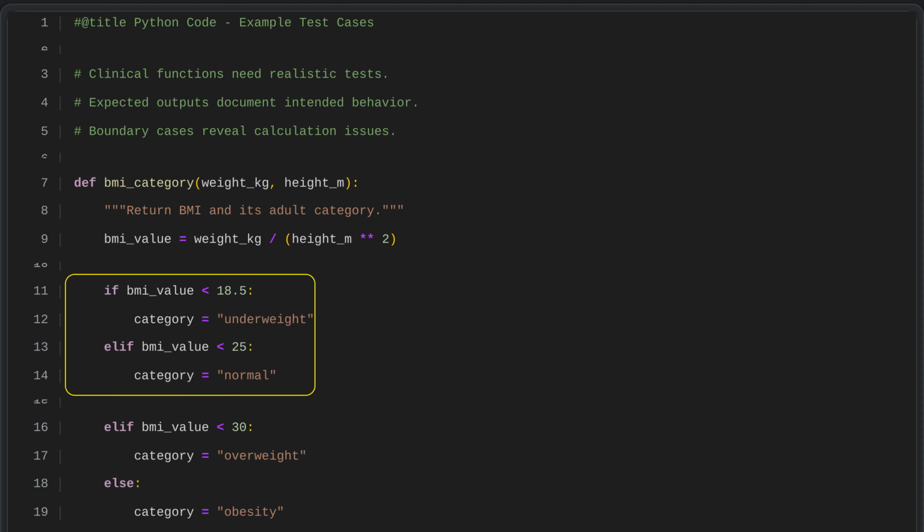The code classifies a person's BMI using standard health ranges. A BMI below 18.5 is labeled underweight, while a BMI below 25 is labeled normal if it is not already underweight.